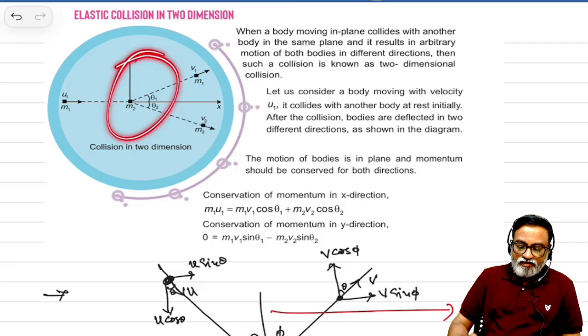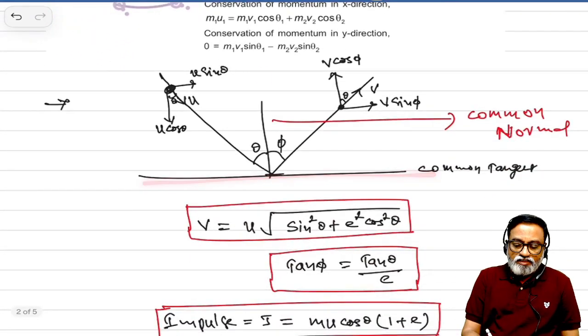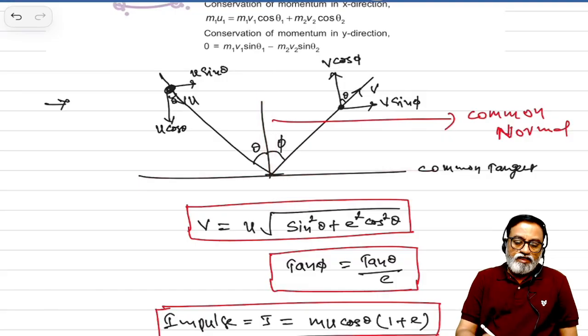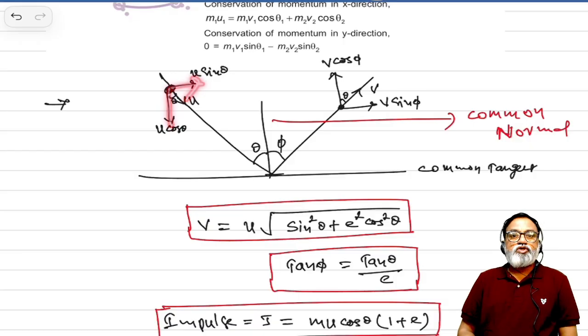This is case 1. See, in case 2, this is the surface. This is the normal drawn to the surface. A body of mass m1 is moving with velocity u1, which makes an angle theta with the normal. After collision, it rebounds in this direction. Here, this velocity can be resolved into two components. One is u cos theta, another one is u sin theta.